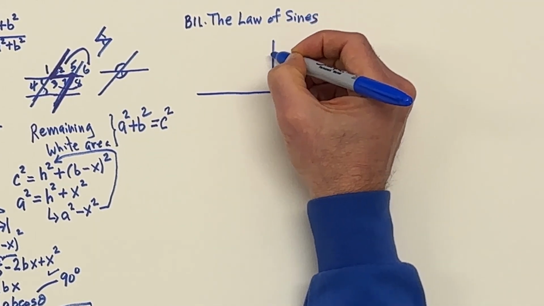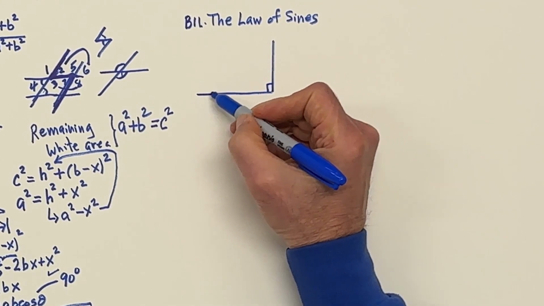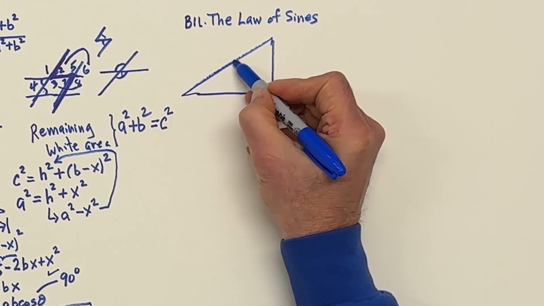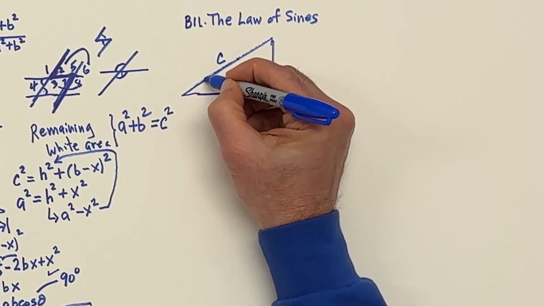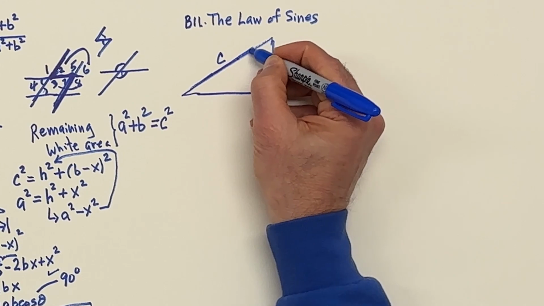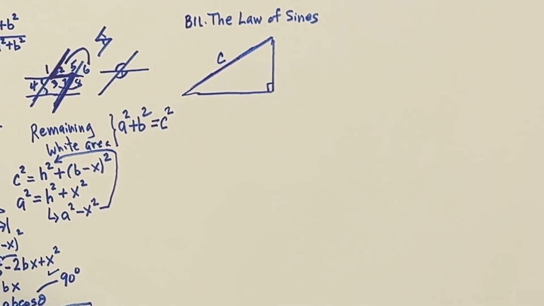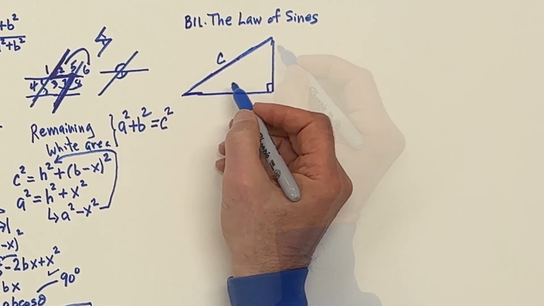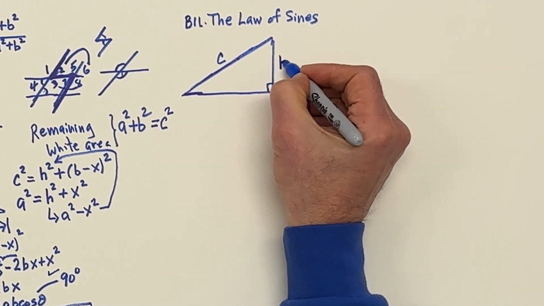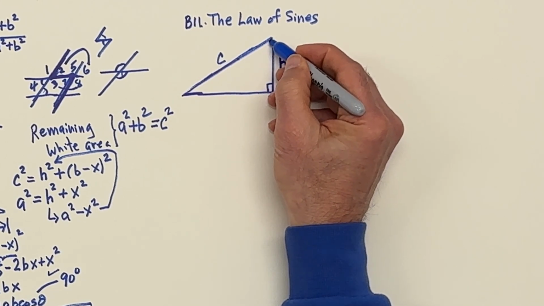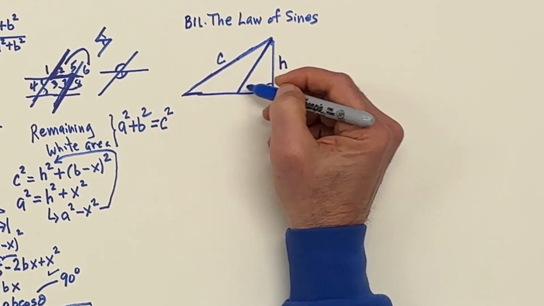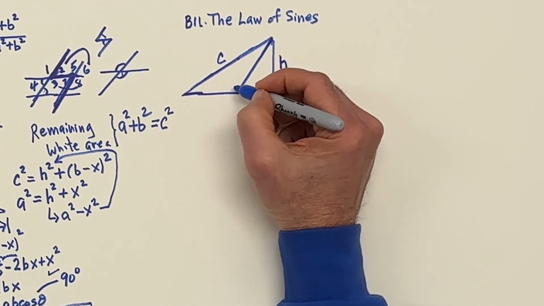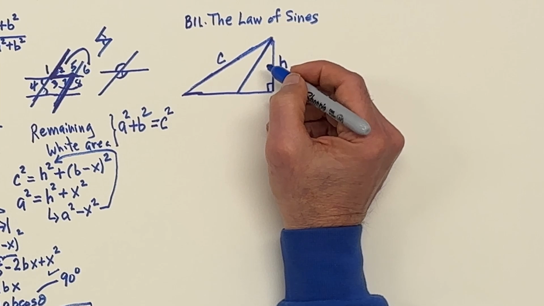I'm going to construct a triangle where there's a right angle here. And we have a side here we'll call C. And we'll call this side H, the height. And I want to have some kind of arbitrary triangle because I want to do this formula for an arbitrary triangle. So I have one here that's nothing special, like there's no 90 degrees here.